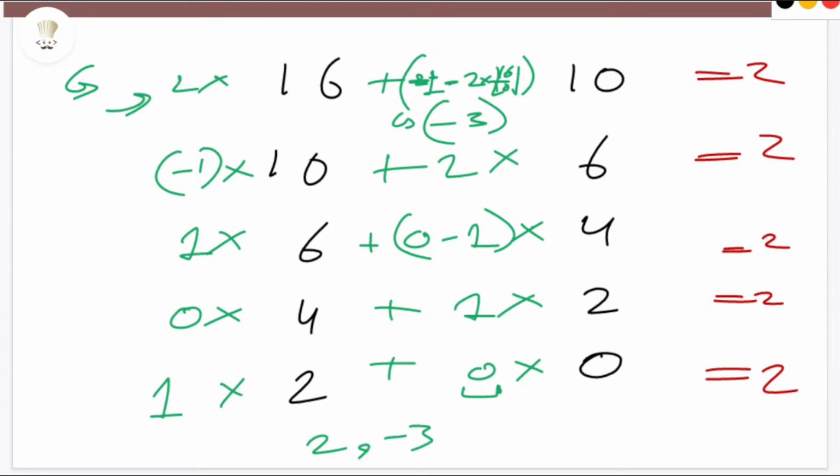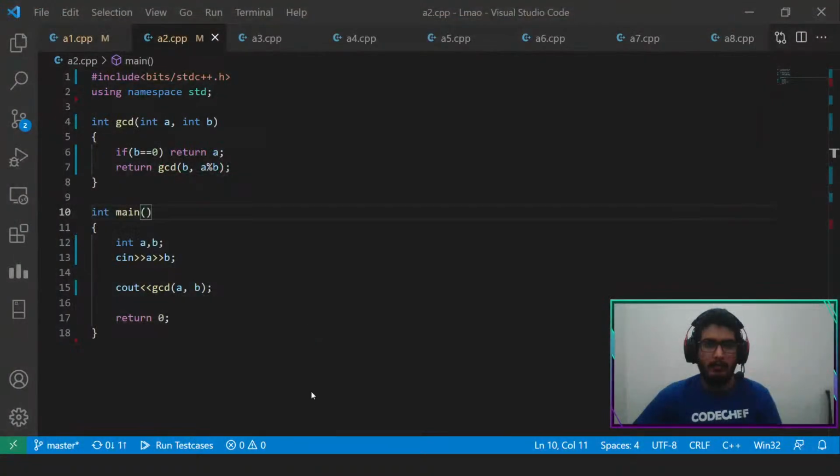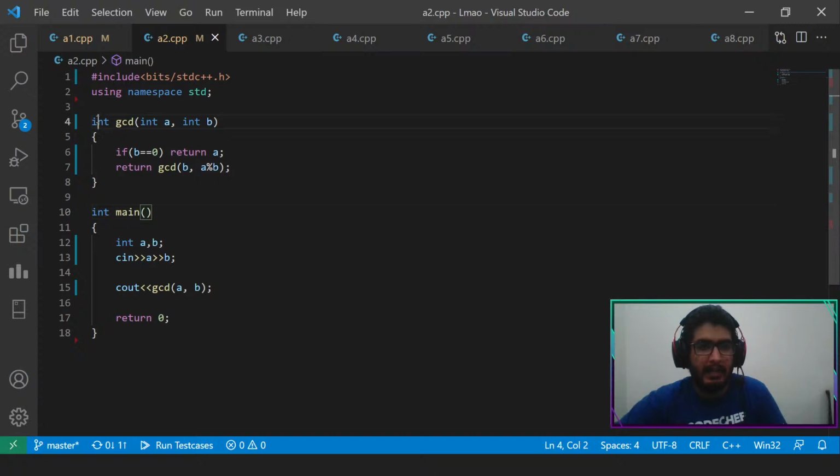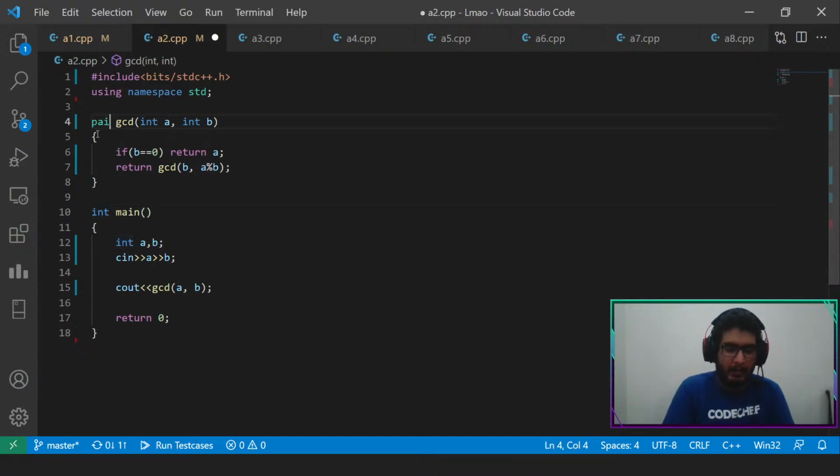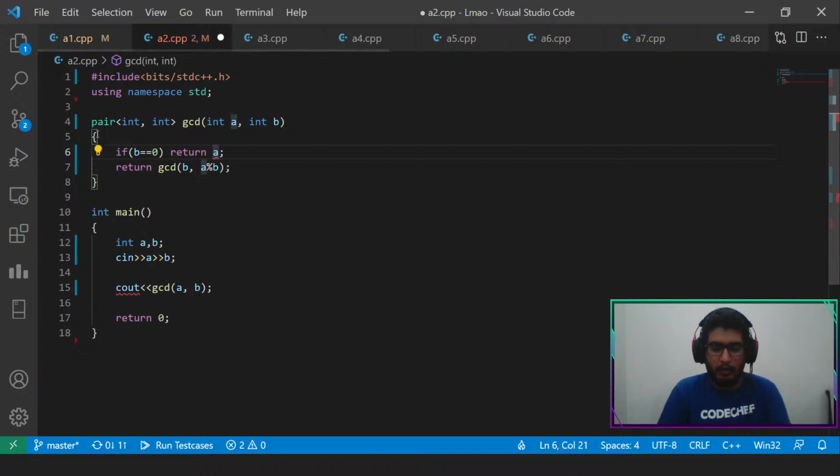To show this in code, let me show my code editor. Instead of returning an int here, what are we going to be returning? A pair of int comma int. If b is equal to 0, then we are going to be returning 1 comma 0, because a into 1 plus b into 0 would get us our GCD.